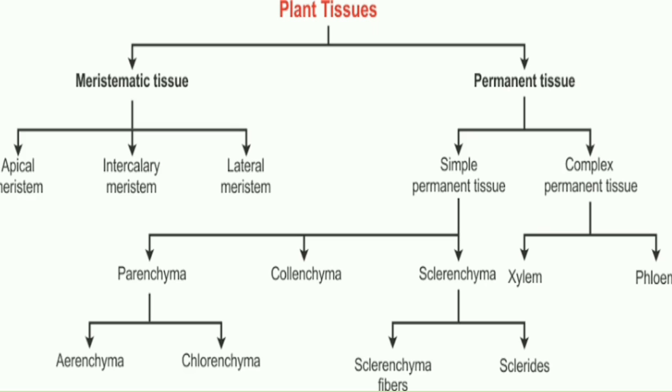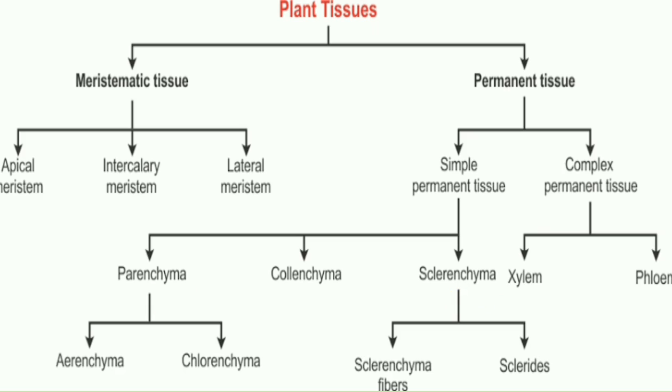Now, the permanent tissue is again divided into two types, simple permanent tissue and complex permanent tissue. Simple permanent tissues are those tissues in which only one type of cell is present, whereas in complex tissues, more than one type of cells are present. Now, the simple tissue is again divided into three types: parenchyma, collenchyma and sclerenchyma.